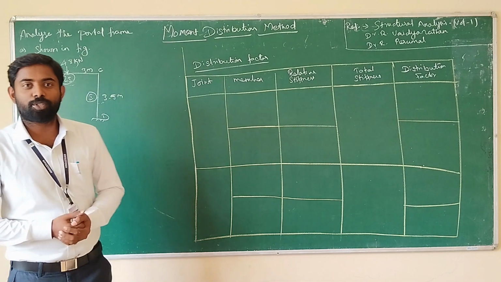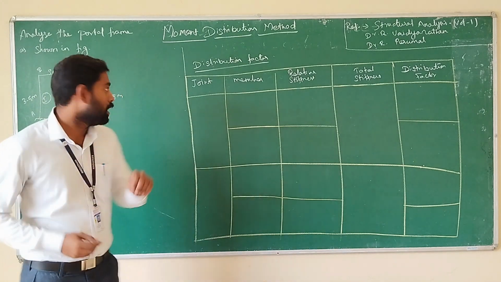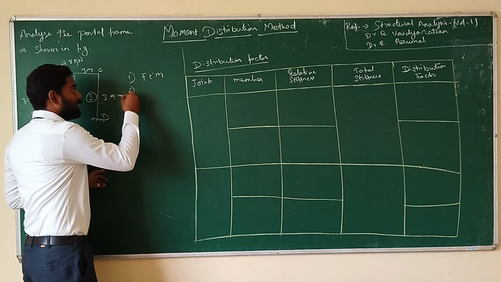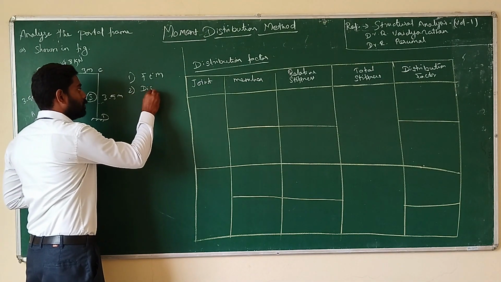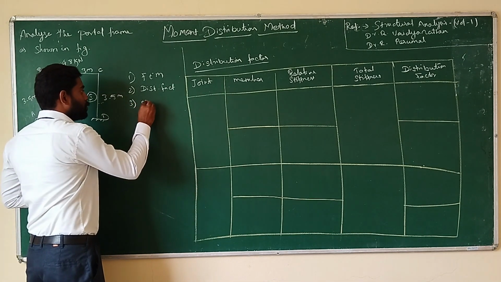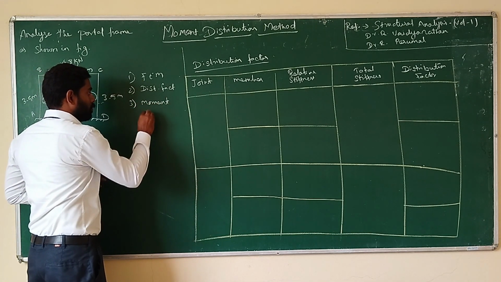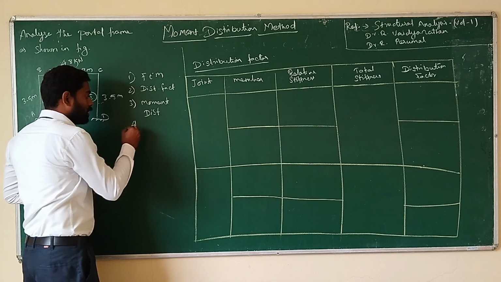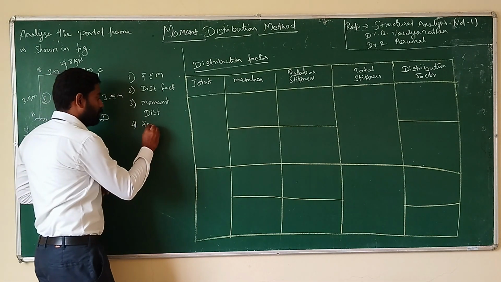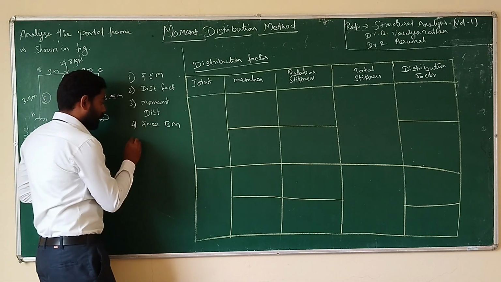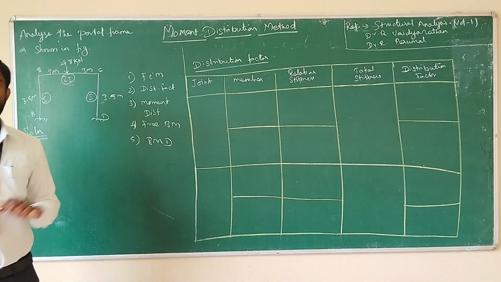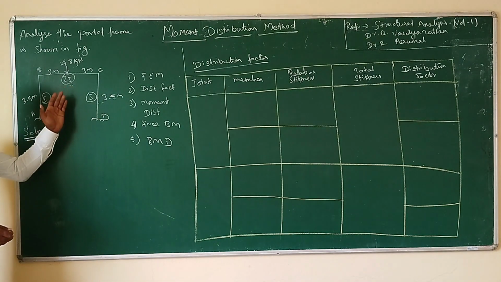In the moment distribution method, we follow the steps. The first step is the fixed end moments, the second step is the distribution factor, the third is the moment distribution, the fourth is the free bending moments, and the fifth step is the bending moment plan. So these are the 5 steps that we are going to see in this lecture.